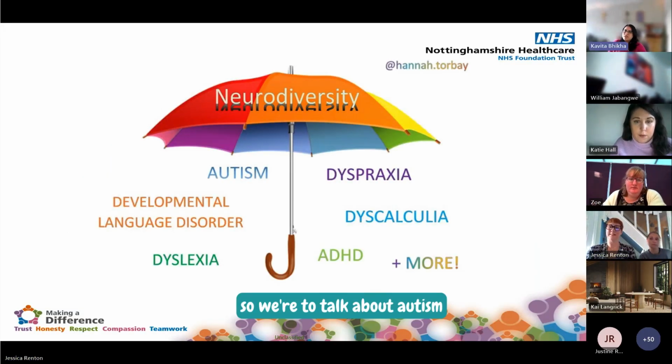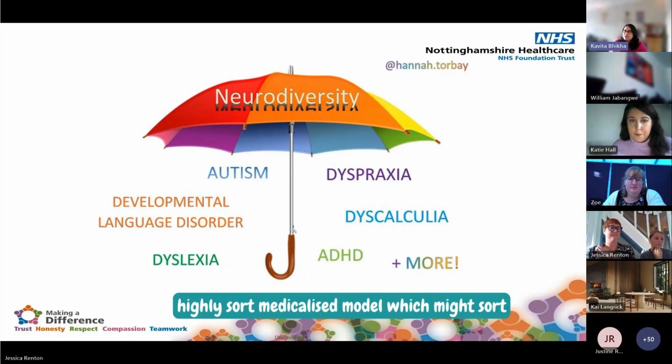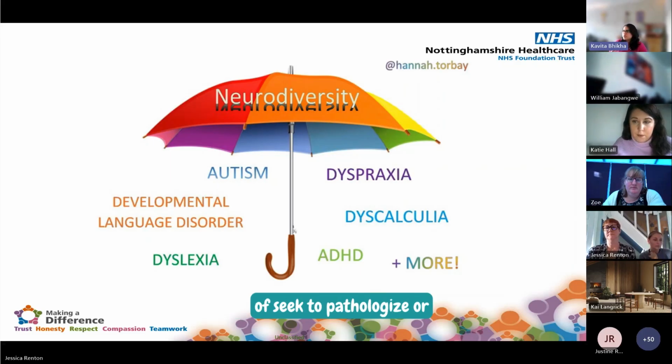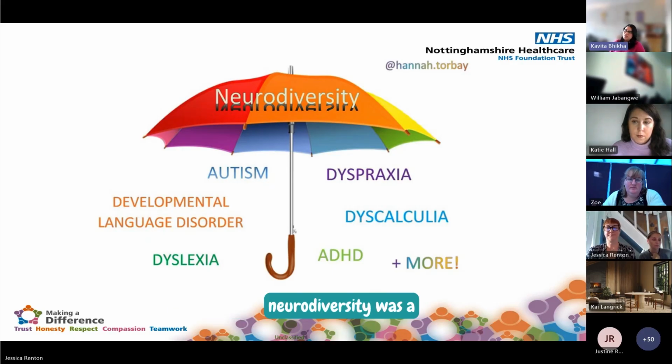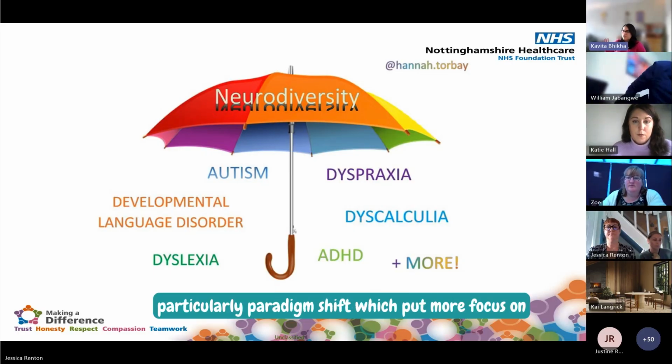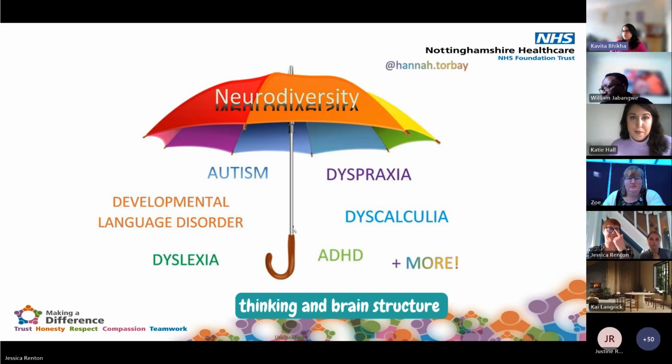Yeah, so we're going to talk about autism, obviously, in this presentation. So with this slide that you can see, moving from the highly medicalized model, which might seek to pathologize or put an emphasis more on disorder or dysfunction, neurodiversity was a paradigm shift, which put more focus on celebrating people's differences in thinking and brain structure.